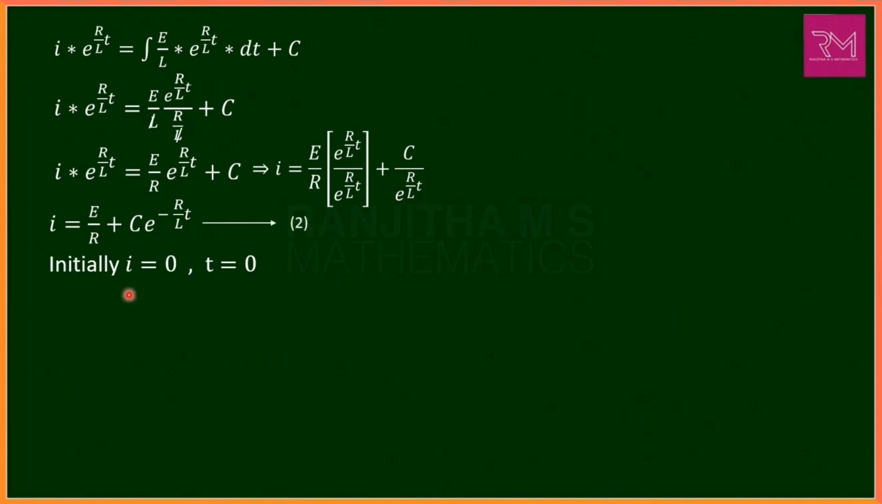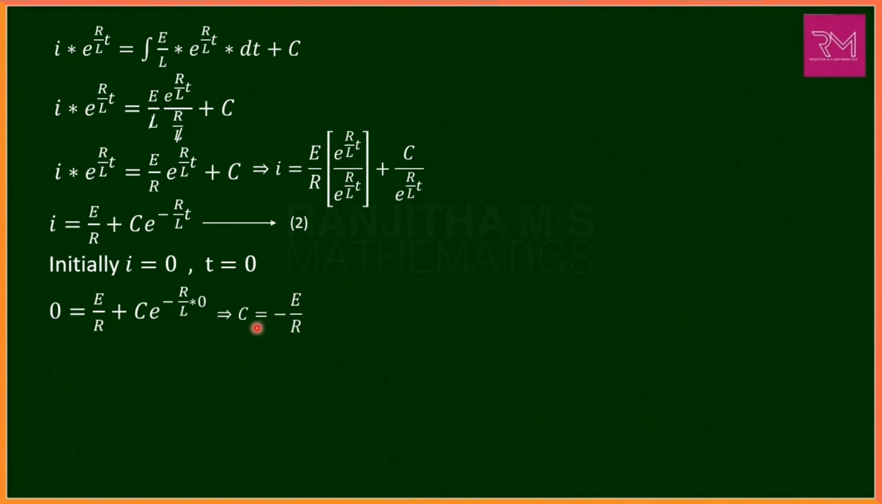By data, they have given that the current I is 0 when the time t is 0. So substituting I as 0 and t as 0 in equation 2, we get I is 0, which is equal to E by R plus c into exponential power of minus R by L into 0. In the place of t we substitute 0. Here exponential power of 0 is 1. So we get c is equal to, if we take this value to the left hand side, minus E by R. So the c value is minus E by R.